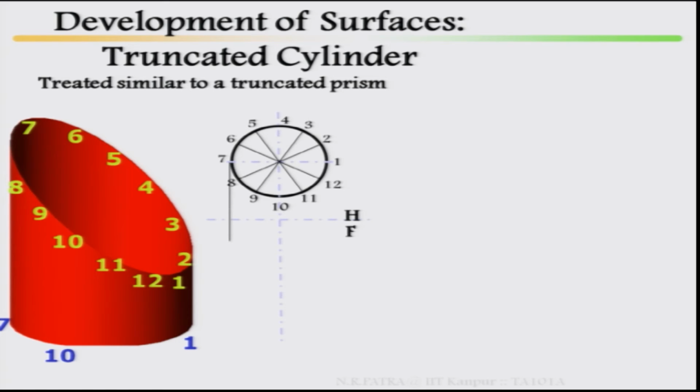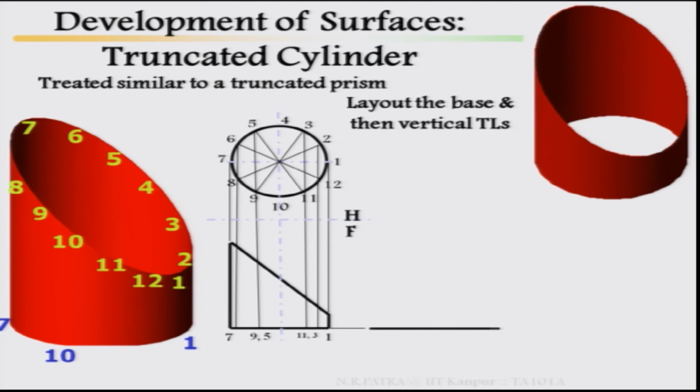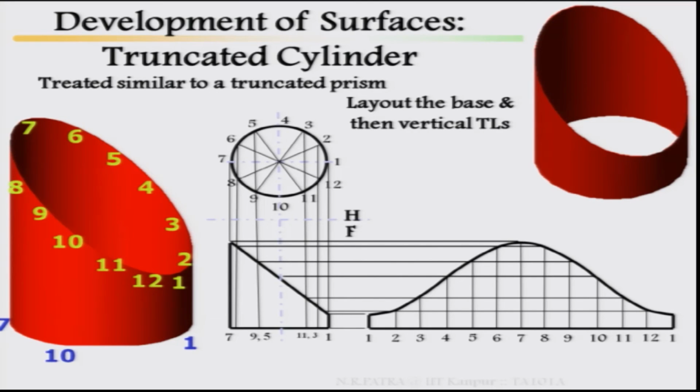Then draw the top view, in the top view you name it 1 to 12, then draw the front view, you name it at the base 1 to 12 and at the top also 1 to 12. Lay out the base, then the vertical true lengths. The base has been laid out, see it has been laid out, because the base is in your true length. So, then how does it look? It looks like this.